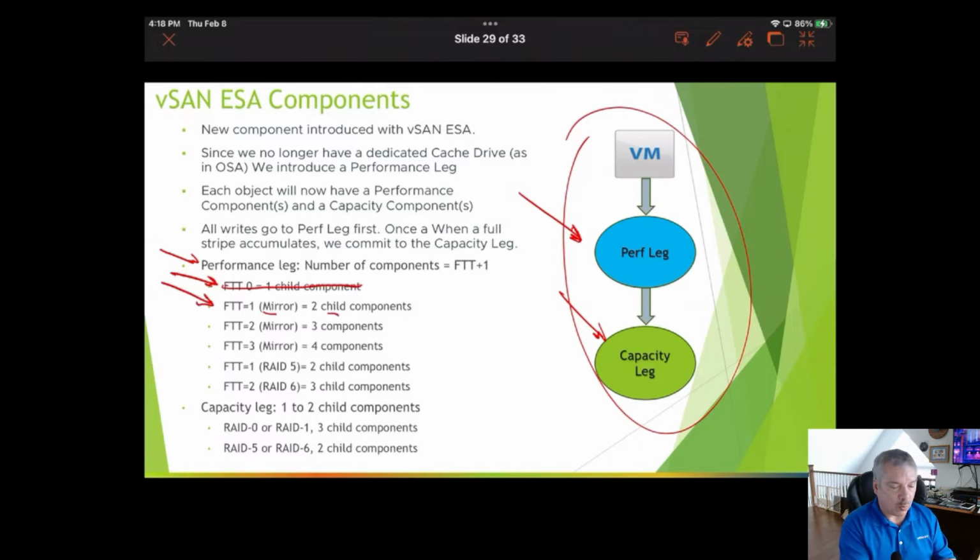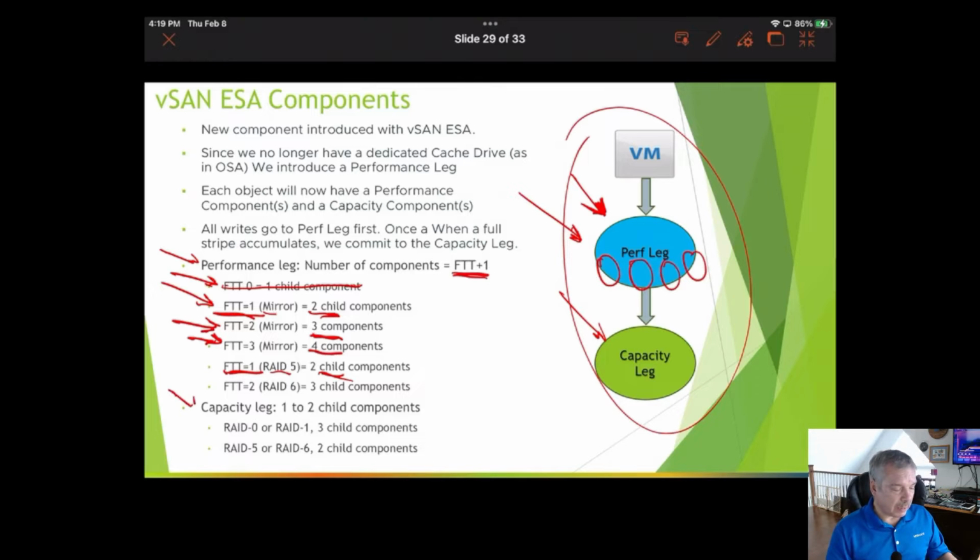If you've got a failure to tolerate of 1 and you're doing mirroring, you're going to have 2 child components. A way to calculate how many components in the performance leg you'll have is based on the failure to tolerate plus 1. So if I've got a failure to tolerate of 1, I will have 1 plus 1, 2 components. Here's another one, failure to tolerate of 1 using RAID 5. I would have 2 components for that performance leg. If I'm doing failure to tolerate of 2, I would have 3 components. And I'll show you some graphicals of this. And failure to tolerate of 3, I would have 4 components. So this performance leg could be split up into up to 4 different components that we're mirroring.